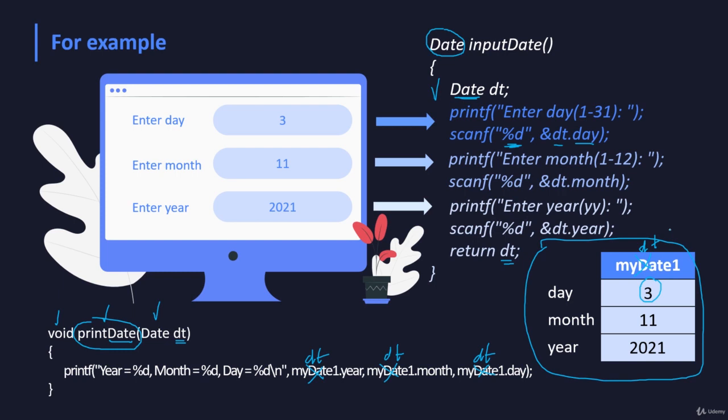So there you go, guys. What we have created here is two functions. One function that simply gets all the values for a date variable and returns it, and one function that receives a date variable and prints all of its fields to the screen.